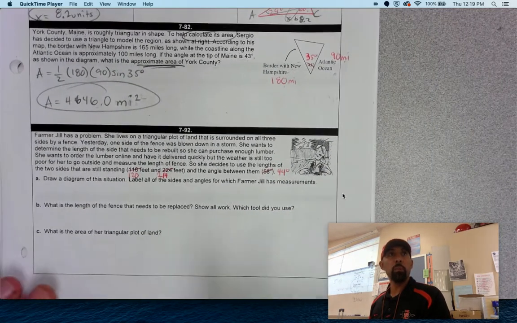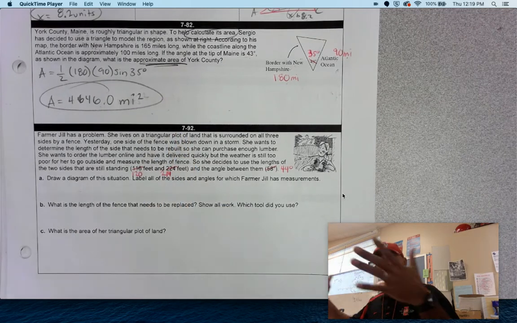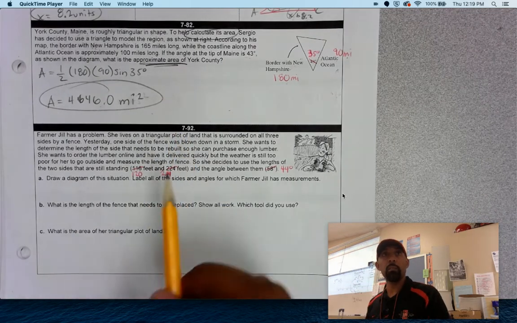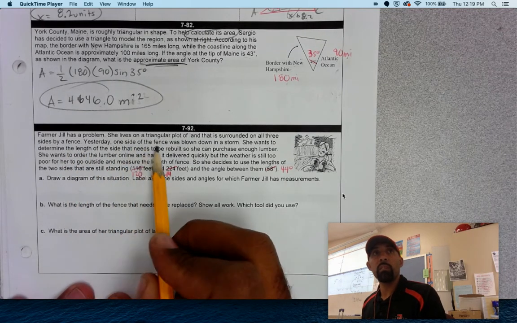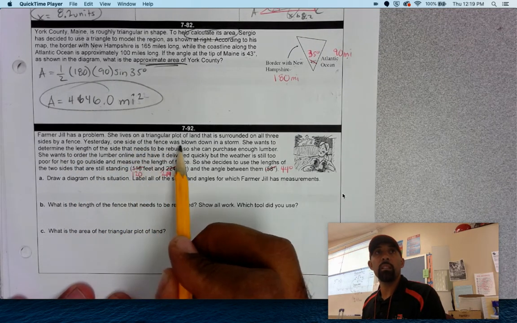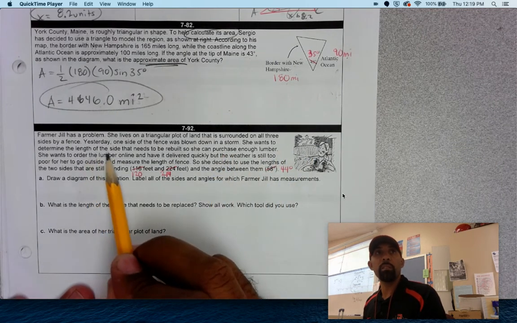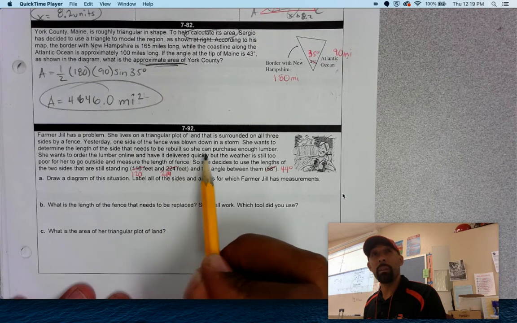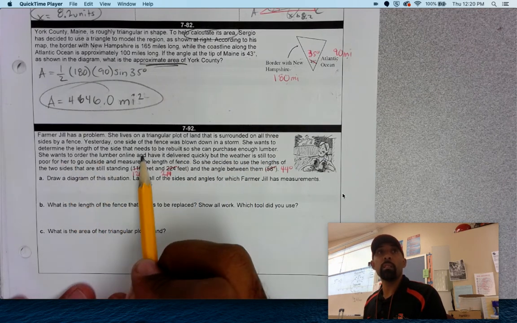All right, so the next one. Farmer Jill has a problem. She lives on a triangular plot of land. So she's got this piece of land, it forms like a triangle, and it's surrounded on all three sides by a fence. Yesterday, one side of the fence was blown down by a storm. So you can see the storm here. She wants to determine the length of the side that needs to be rebuilt so she can purchase enough lumber. She wants to order the lumber online.